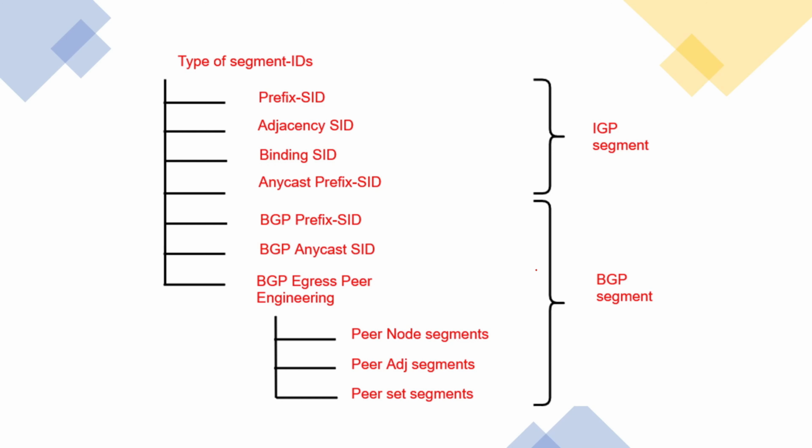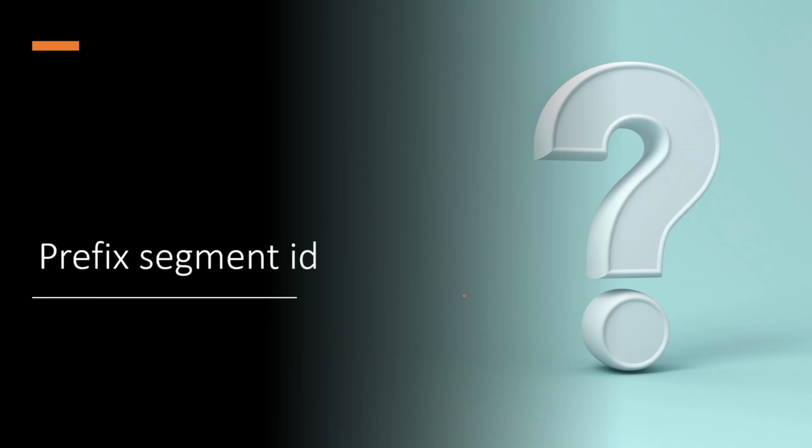So we have multiple segment IDs inside segment routing. A few of them will be covered by IGP and a few of them on the BGP side. Those are prefix-sid, adjacency-sid, binding-sid, anycast prefix-sids, and the same like BGP prefix-sid for the BGP prefixes, BGP anycast-sid for the BGP prefixes, and BGP egress peer engineering for the BGP neighbors. So let's deep dive and understand one by one what exactly those are.